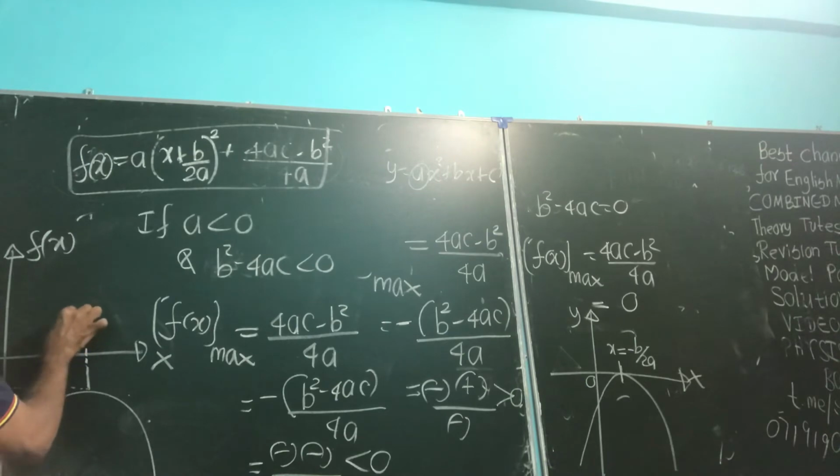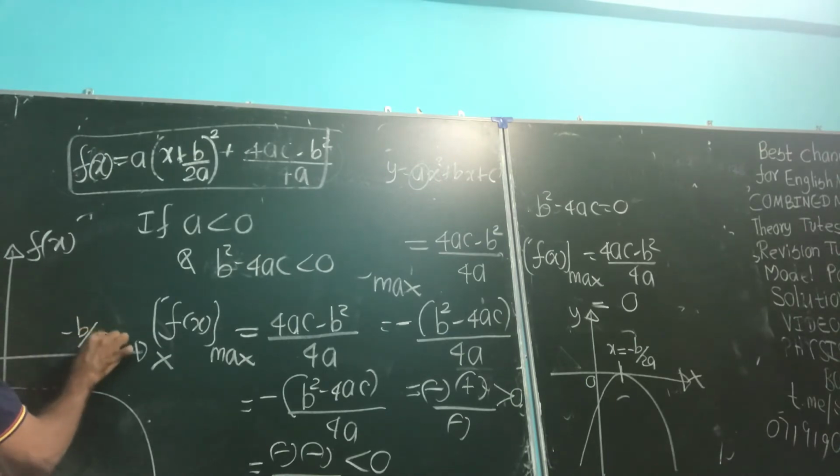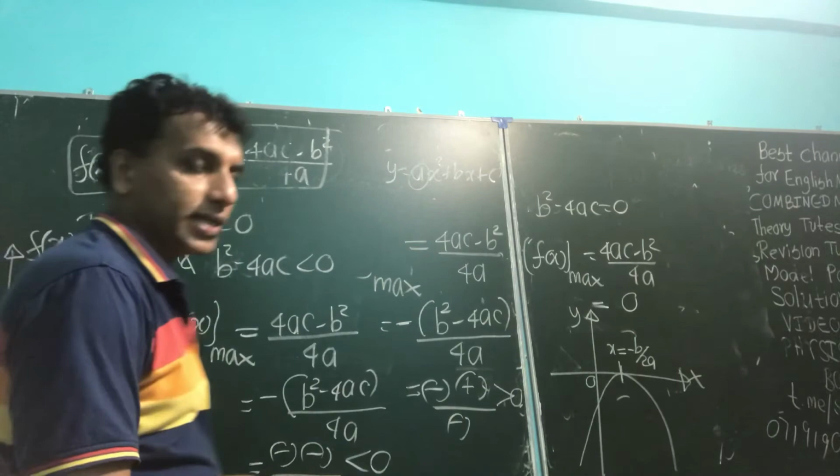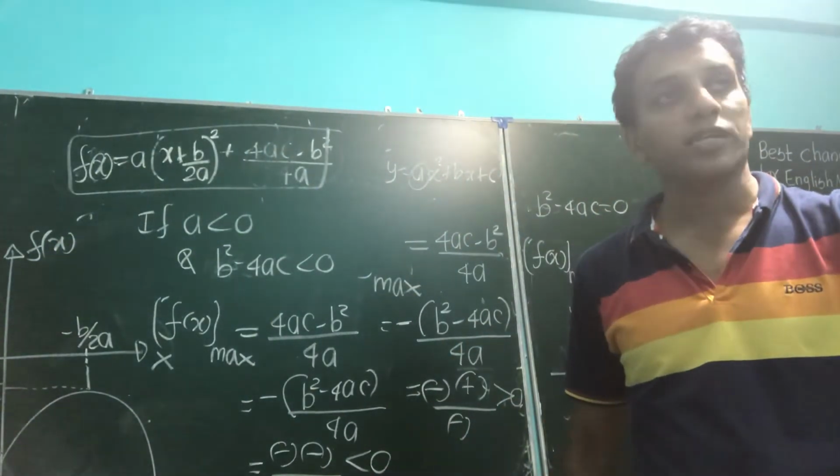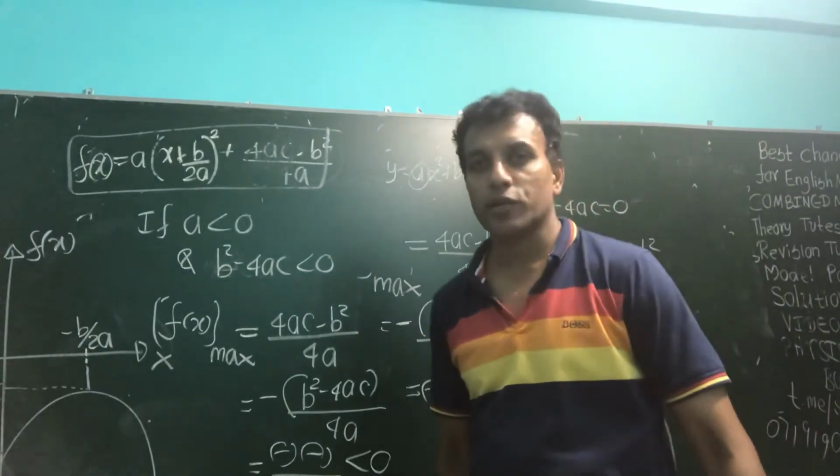This we generally call minus b over 2a. This is 4ac minus b square over 4a, right? Completed. Negative, maximum, right? So there are 3 types of maximum and 3 types of minimum, right? Negative maximum.